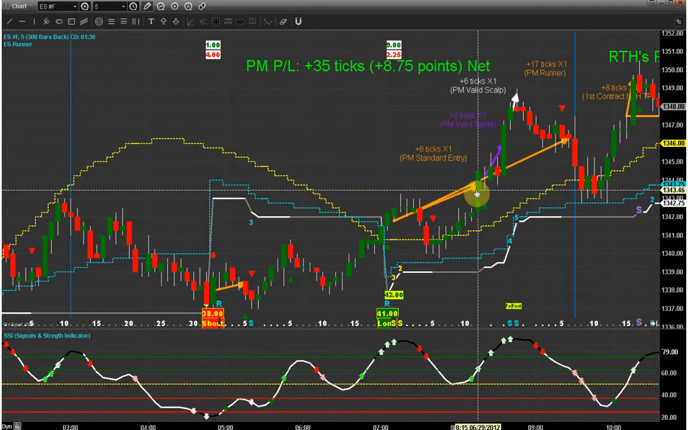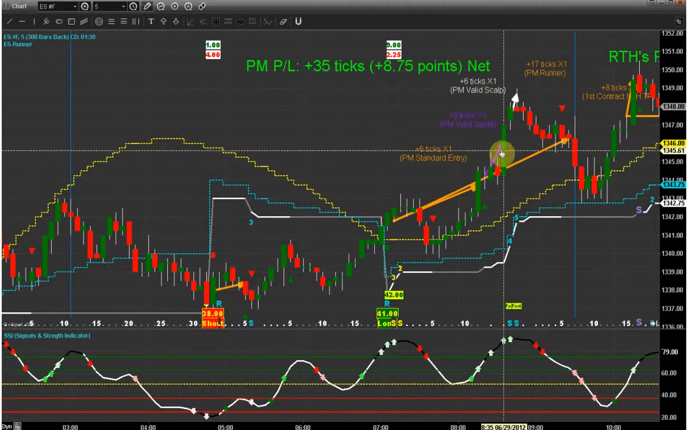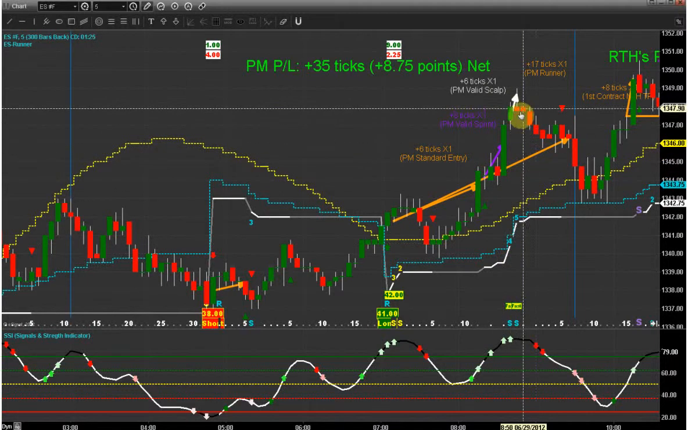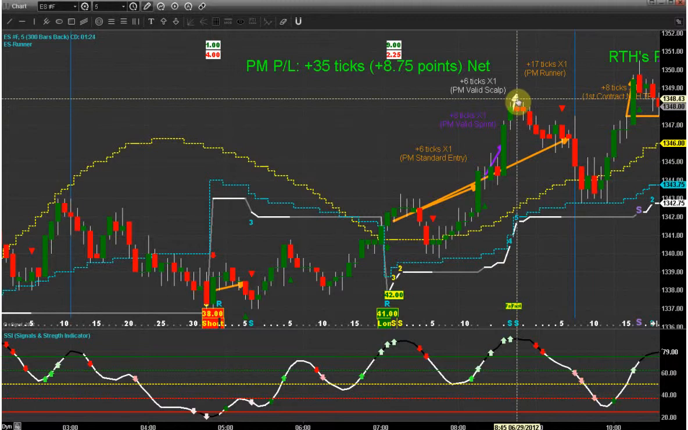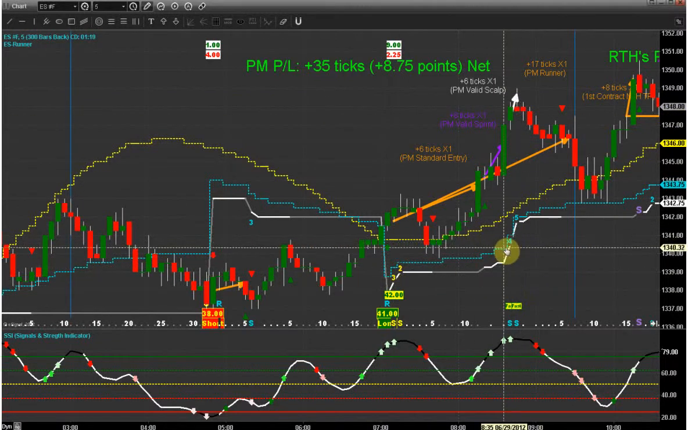So 6 ticks on the first contract taken out of this candle here, 8 ticks on another contract taken out from this entry here to that candle there, and then a first scalp came in, which was entered here for 6 ticks of profit there. These all fit the rules. Every one of these trades fit the rules this morning.